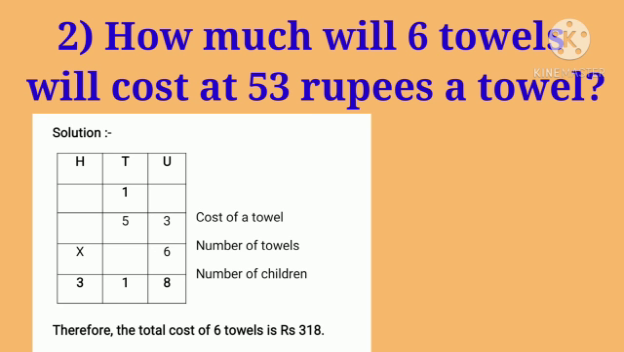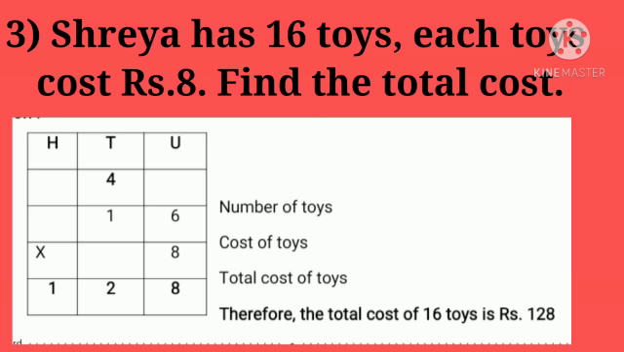Now, let us multiply. Start from units place. 6 threes are 18. 8 we will write below. 1 we will carry over. 6 fives are 30. 30 plus 1 is 31. So, the cost is 318. Therefore, the total cost of 6 towels is rupees 318. Let's see the next one.